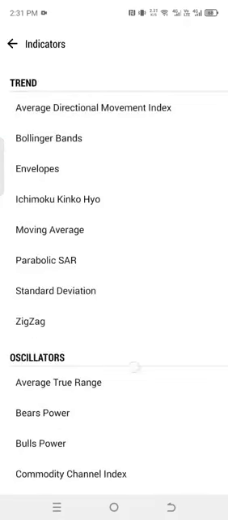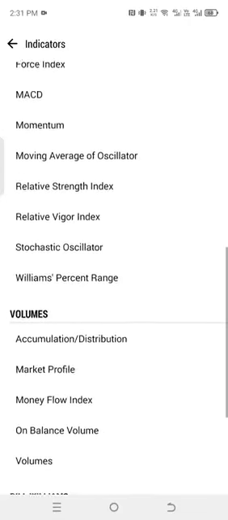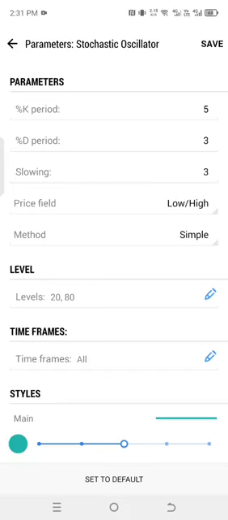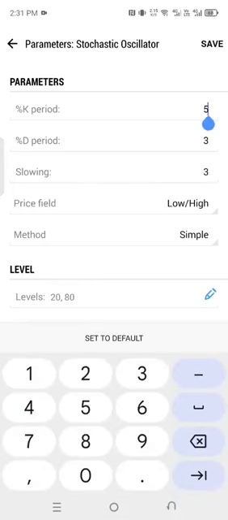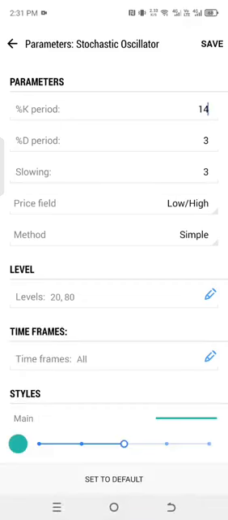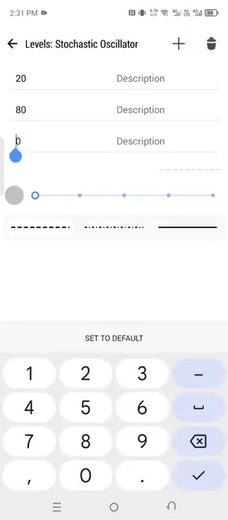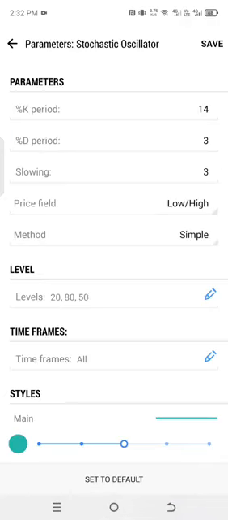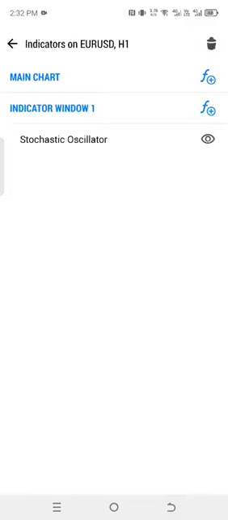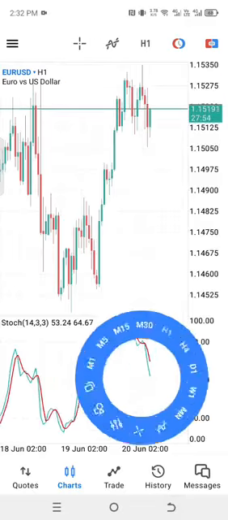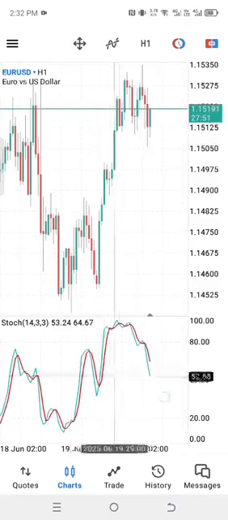Now, I'm going to be working with the Stochastic Oscillator, the period of 14, then 3 and 3. So the percentage D is going to be 3, the slowing is 3, price feed is low high, method is simple. Then I'm going to be working with levels 20 and 80, and I'm also going to be adding one more level, which is level 50. So that is it, guys. Now this is the Stochastic Oscillator on your chart, guys. For those of you that do not know it, this is the Stochastic Oscillator.